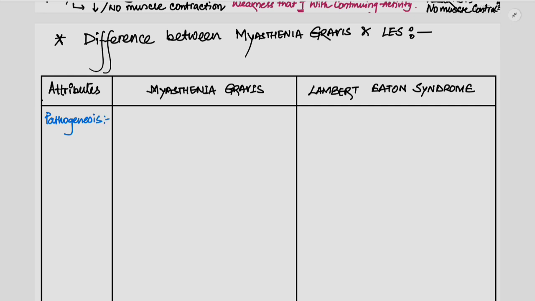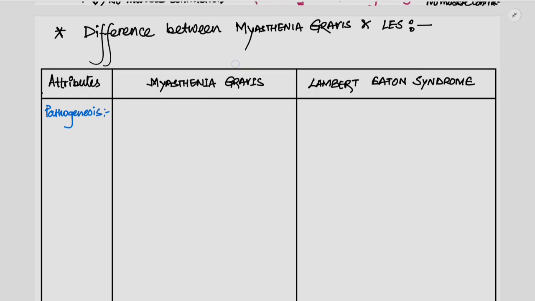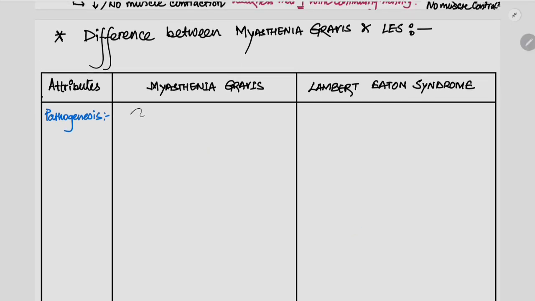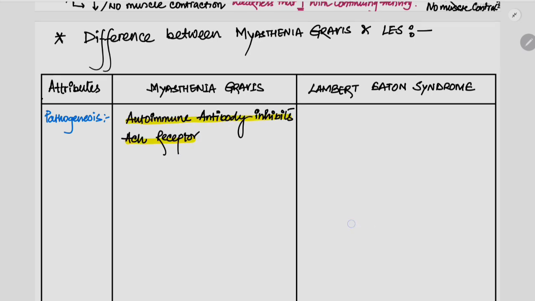In myasthenia gravis, we discussed earlier that it is due to autoimmune reactions. It is a type 2 hypersensitivity reaction, which is between antibody and the antigen. Okay, so in myasthenia gravis, the autoimmune antibody inhibits the acetylcholine receptor. That is the main pathogenesis.